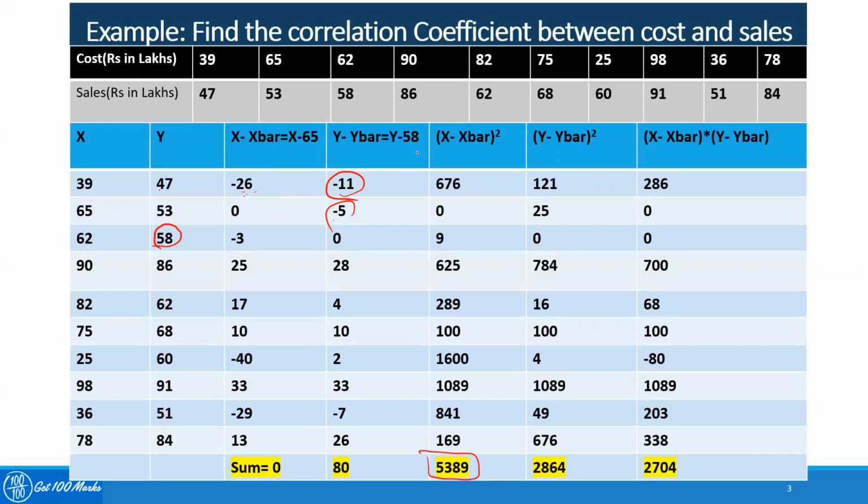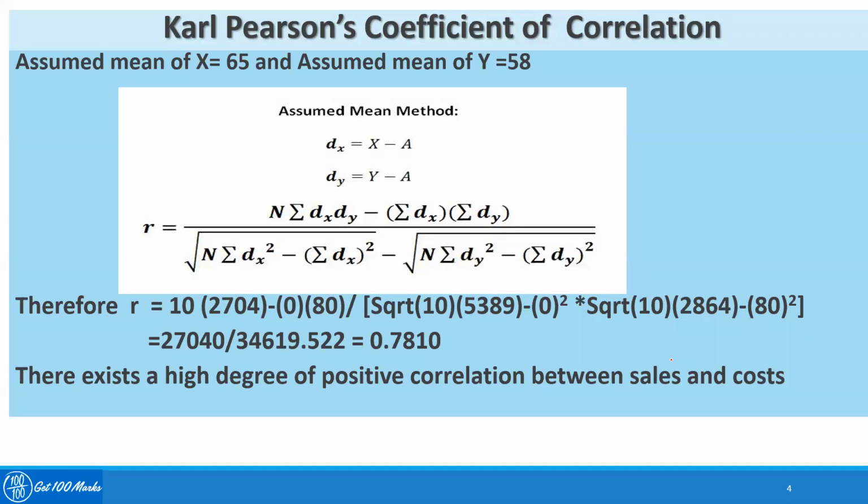Similarly, y minus y bar, we have squared all the values, 11 square is 121, 5 square is 25, 0 square is 0, like that, and I have added and got the value as 2864. The next column will be dx dy. Dx dy is x minus x bar into y minus y bar. I have multiplied these two columns, x minus x bar and y minus y bar. And you can see the values and I have added and I got 2704. I will apply it now in the formula.